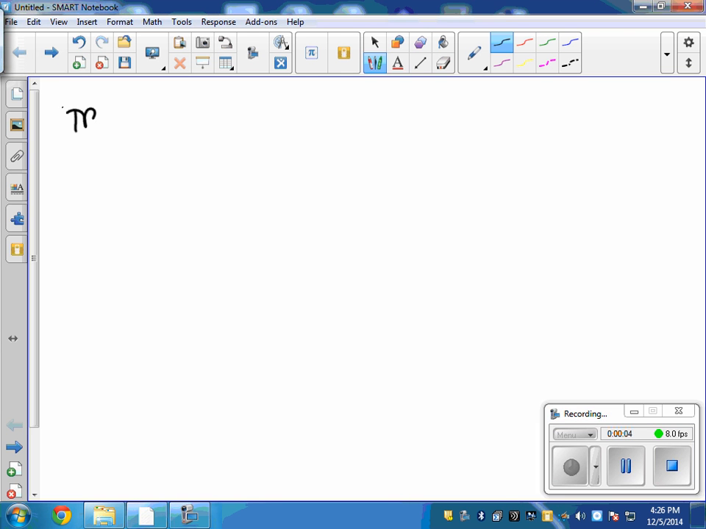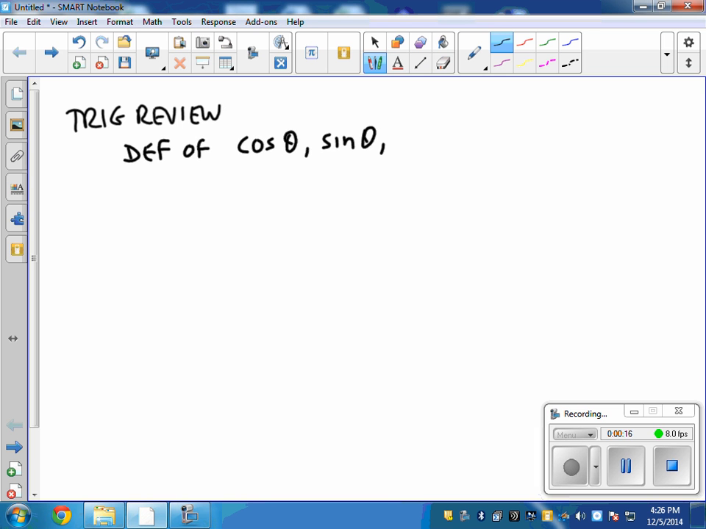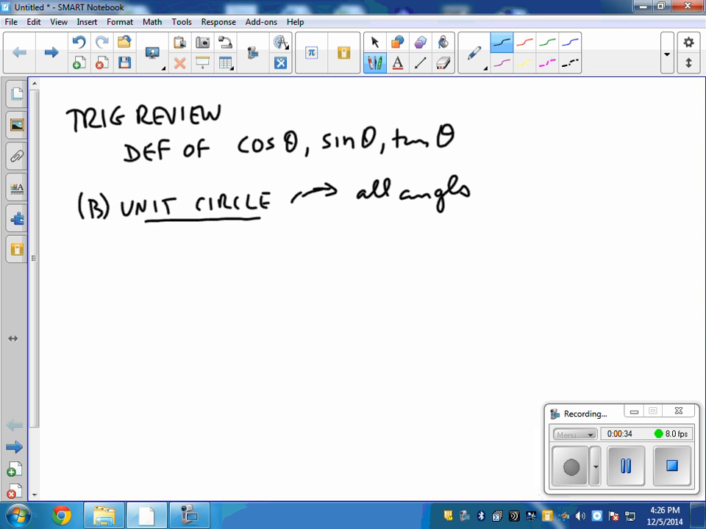Okay, so this is our trig review again for the final, and we're looking at the definitions of the three trig functions, the cosine and the sine and the tangent of various angles. We've covered right angles, so now we're looking at the unit circle approach. This has a huge advantage over triangles simply because unit circles are applicable for all angles, not only acute angles. So all angles, both positive and negative. Theta can actually be any real number from negative infinity all the way to positive infinity.